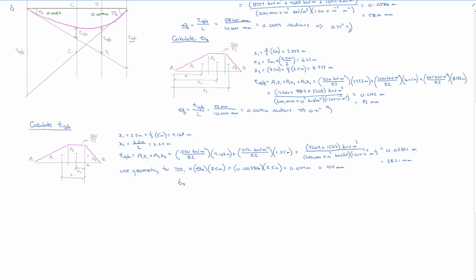And I'm just going to go up here and draw that in case. Displacement at D is equal to DD1 minus TD relative to A, and that's equal to 44 millimeters minus 28.21 millimeters, leaving us with a displacement of 15.79 millimeters. And I'm going to go ahead and just draw that in here, 15.79.